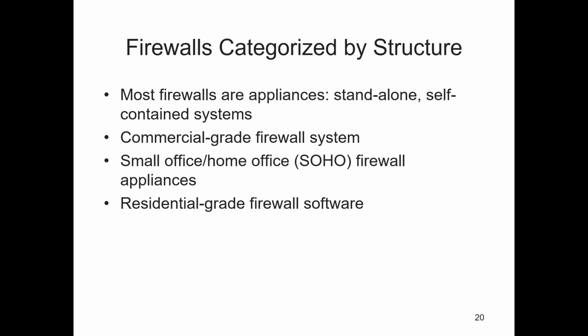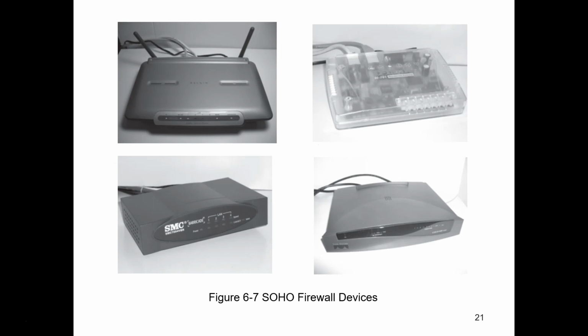Firewalls can also be categorized by structure. Firewalls could be hardware, what's called appliances, or software that can be configured on a device. Most firewalls are appliances, standalone, self-contained systems. There are commercial firewall systems for large organizations, small office or home office firewall appliances referred to as SOHO, and residential grade firewall systems. This figure shows a sample of the SOHO firewall devices.